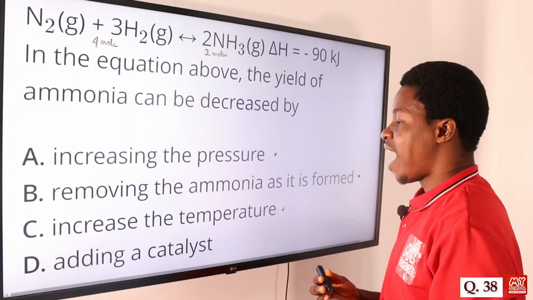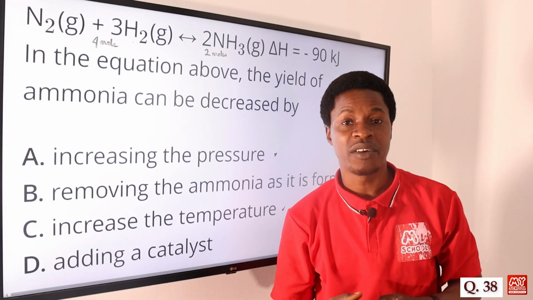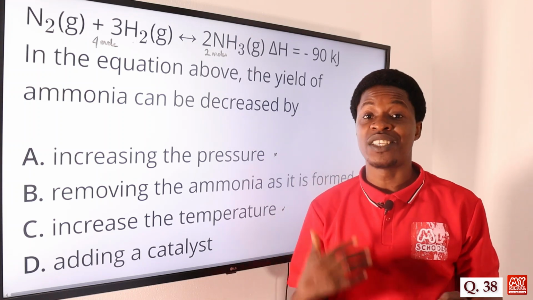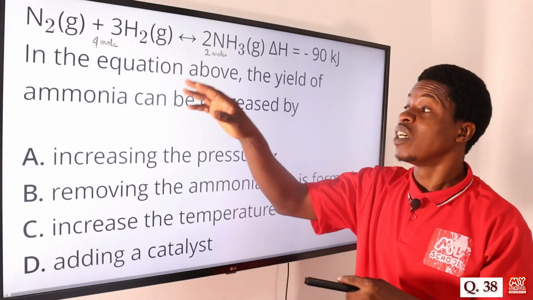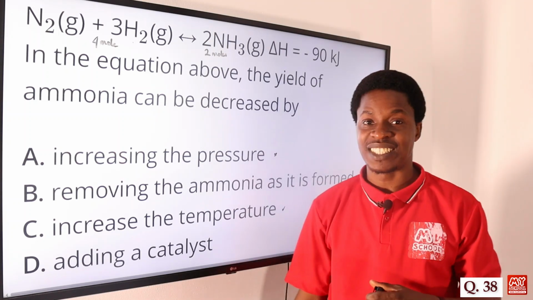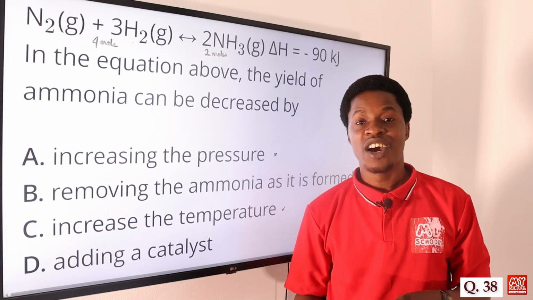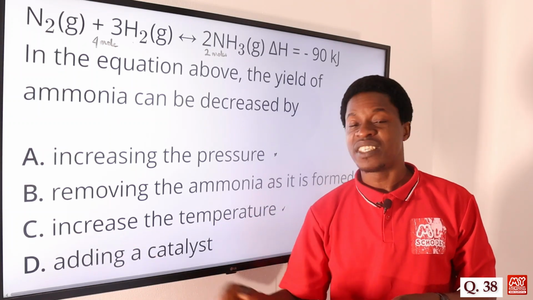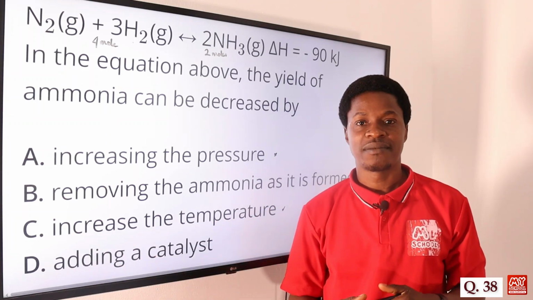Option D says adding a catalyst. If you add a catalyst, you are just going to end up speeding up the rate of reaction. It's not going to increase the yield of ammonia. So based on our analysis, the correct answer is option C, increase the temperature.